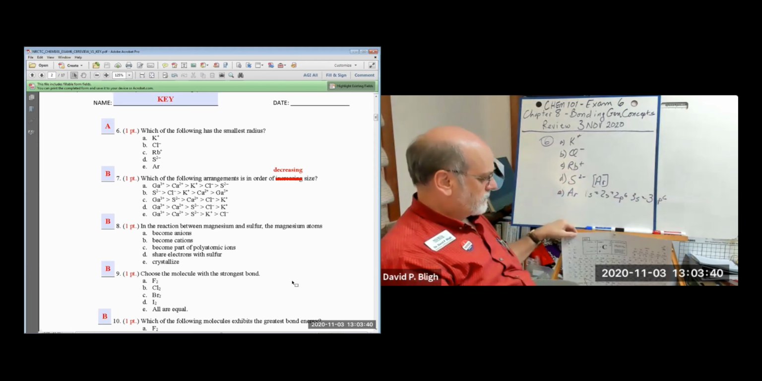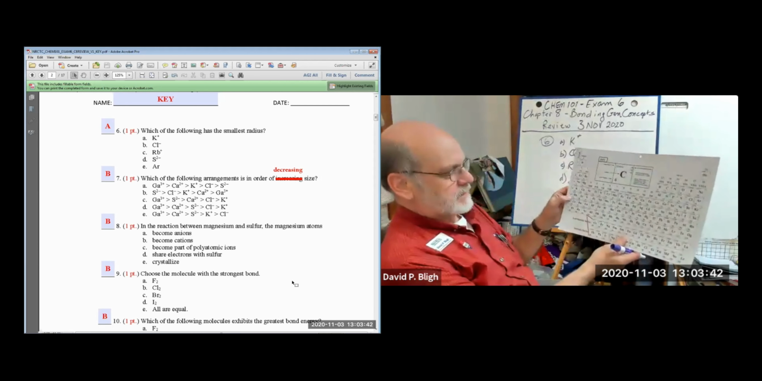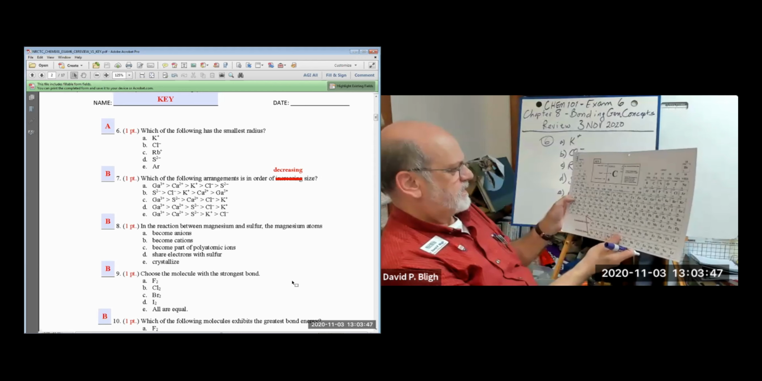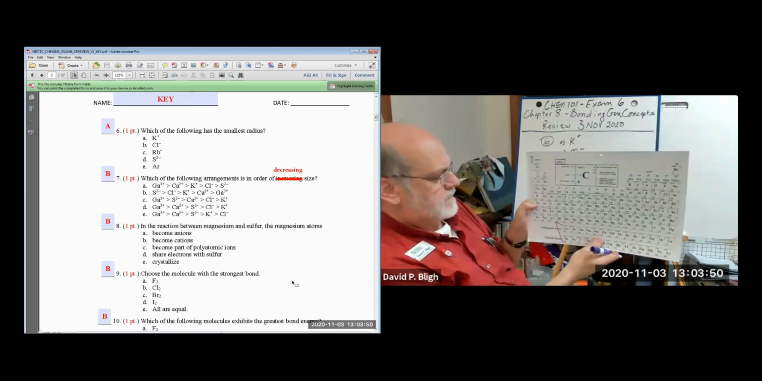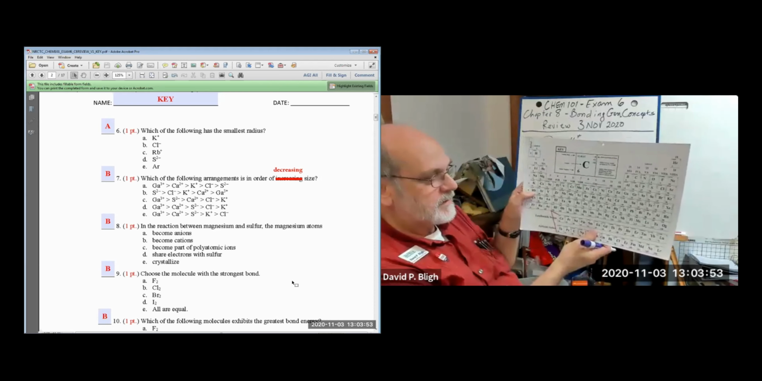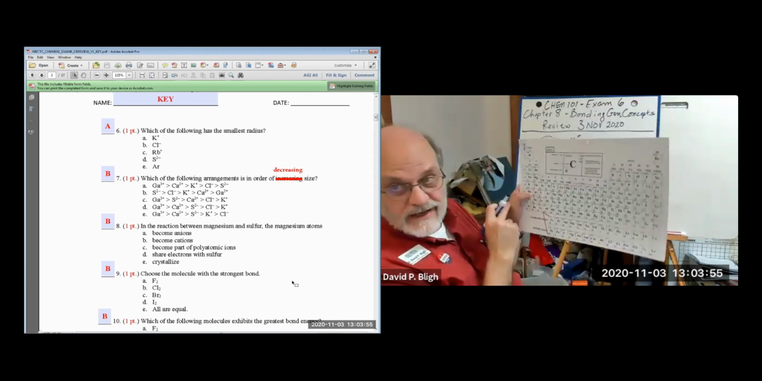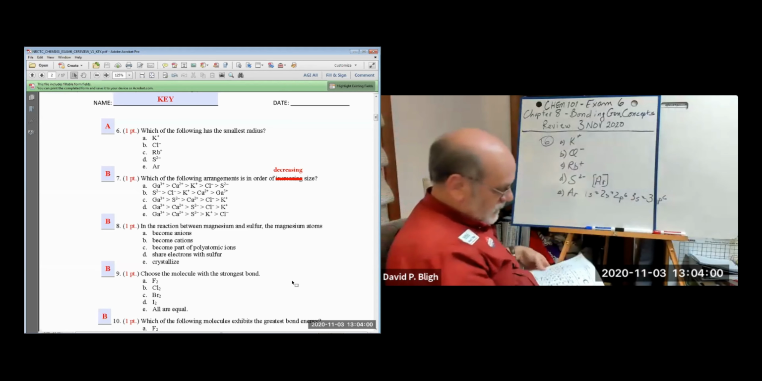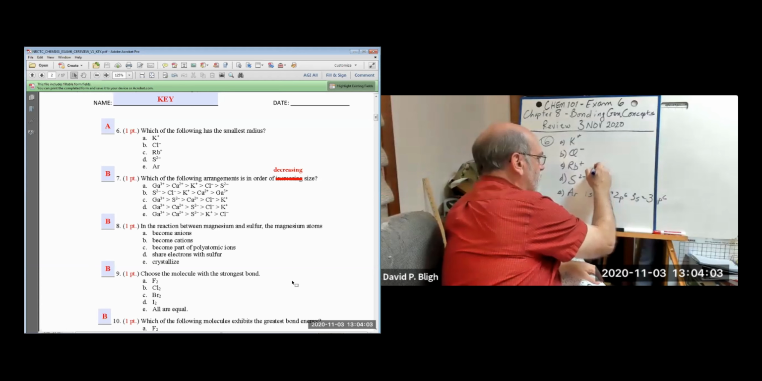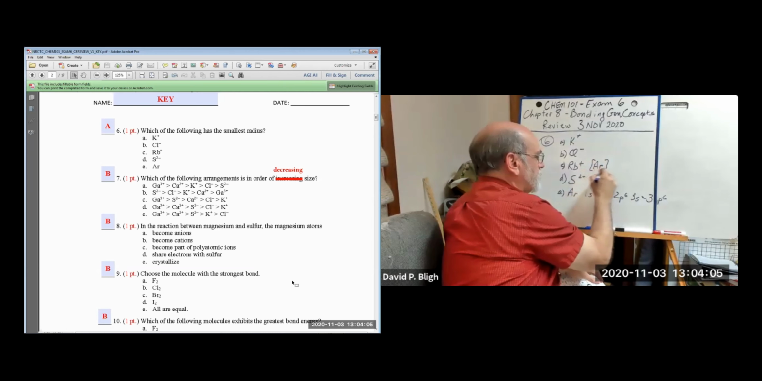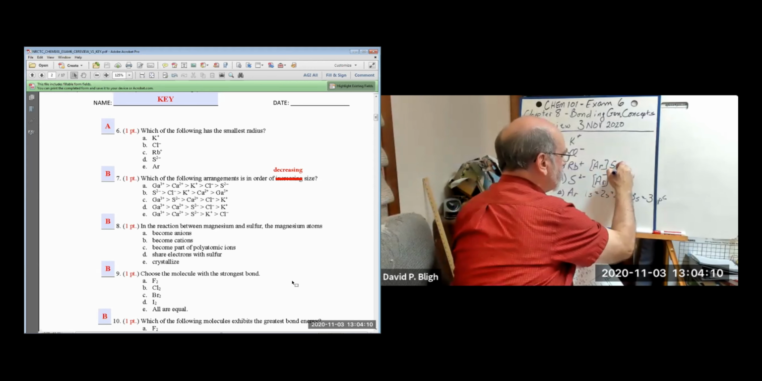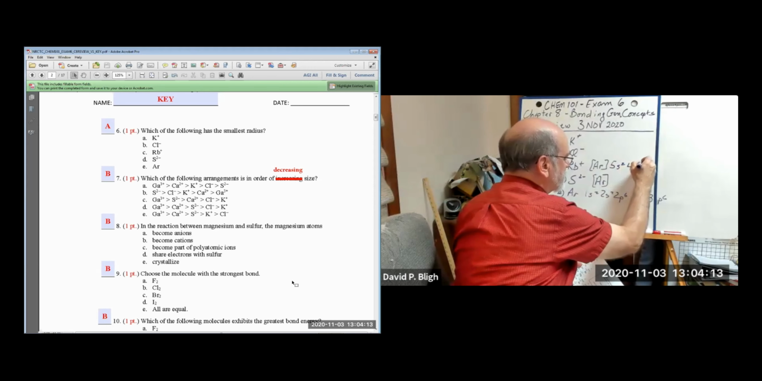Where's rubidium? Well, rubidium is down here in the 5th period, and it's lost an electron, so it actually looks like krypton. So that means it would be argon plus 5s2, 4d10, 5p6.